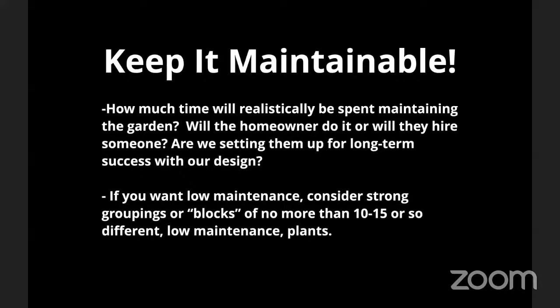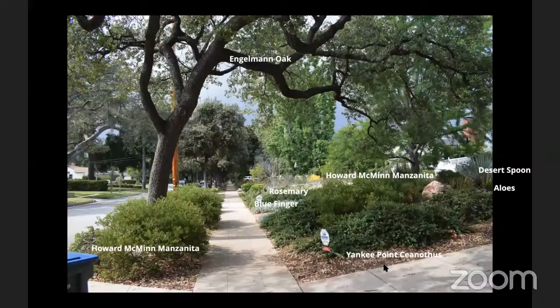If you want it to be really low maintenance, like I mentioned, consider strong groupings or blocks of no more than 10 or 15 or so different low maintenance plants. Could be less. And then maybe you'll have a couple of individual specimen accents of one thing that kind of breaks the pattern. So this is just a front yard example of a relatively simple landscape.